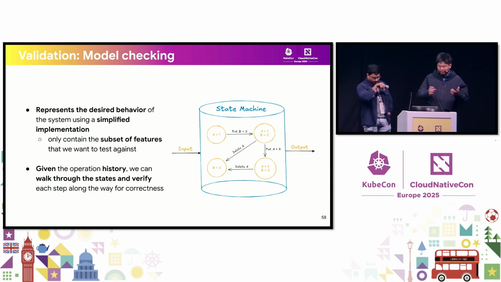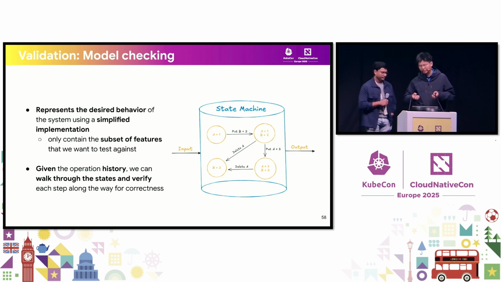So when we're modeling etcd using a state machine, the idea is that we have a simplified implementation. We don't have WAL, we don't write to disk, we just use an in-memory hash map, because that's basically what a key-value store is. So now, having modeled this, given a history, we can then walk through the states and verify if the etcd is actually in the correct order.